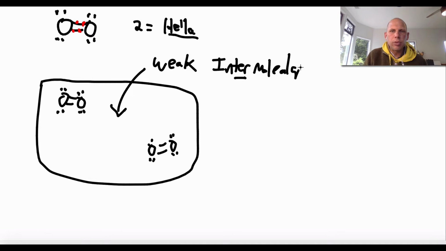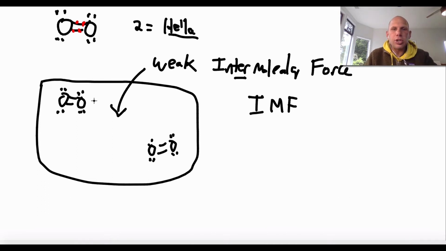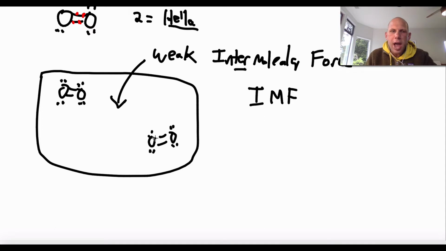Intermolecular bond, or we're going to call it a force because it's not really a bond. And the abbreviation for this is IMF. And this is what I'm going to use from now on. So it's a very weak IMF because there's no charges on here. There's no attraction between them.